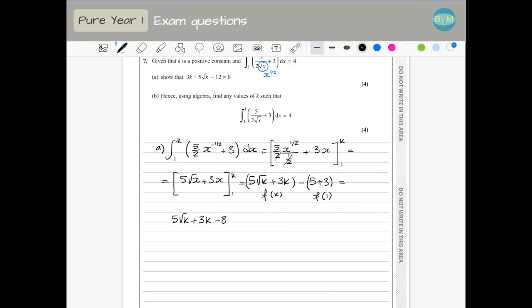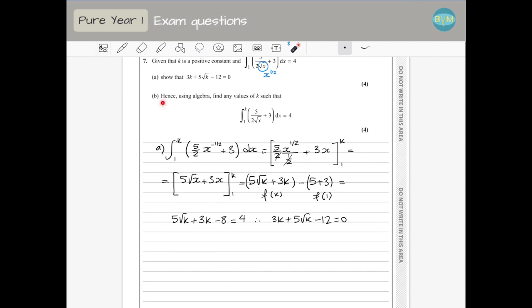So I'm going to make that equal to 4, and we have to find this equation, so everything on one side, and I have 3k plus 5 root k minus 8 minus 4, which is minus 12, equal 0. So this is the equation that we needed to find.